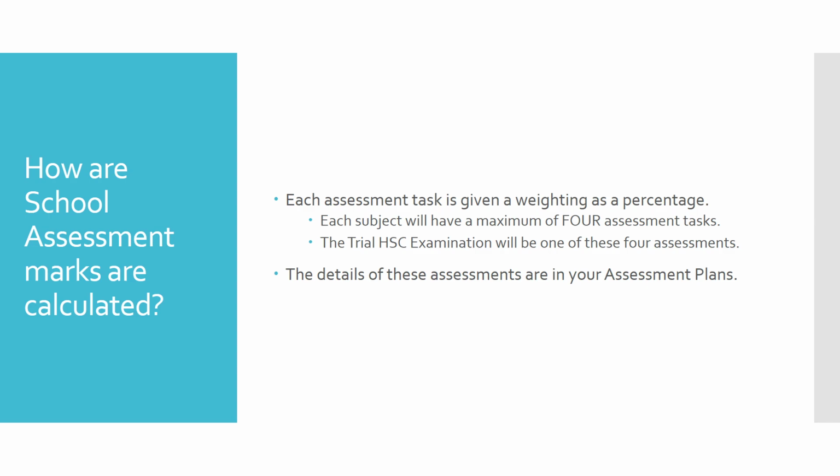So going into this first bit, we need to talk about how the school assessment marks are calculated. As you know, each one of your assessment tasks for each of your subjects has a weighting, and that's given as a percentage. Generally, you'll see that it's mostly like 25% for each one of them. Some departments do things a little bit differently, but on average, there'll be about 25% per assessment task. That's because in Year 12, you can have a maximum of 4 assessment tasks.